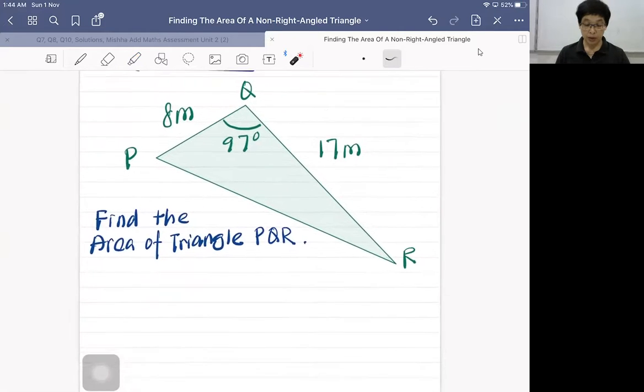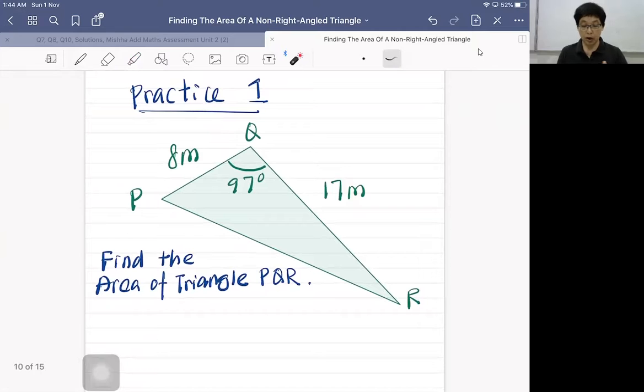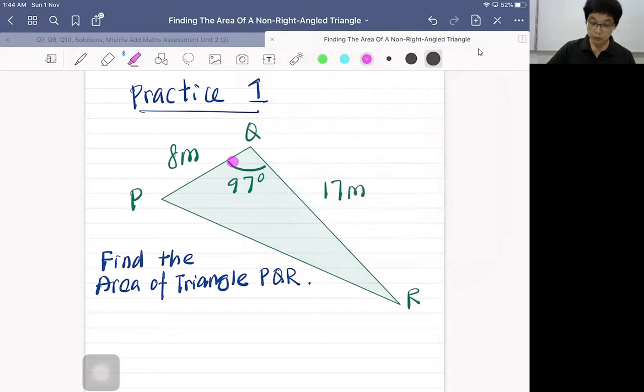Practice number 1. I've given the triangle here. Find the area of triangle PQR. Okay, well, let's give you a little hint. The angle given to you, yes, you know this. Do you know the sides that sandwich the angle? Yes. Why not pause the video for a while and give it a try.